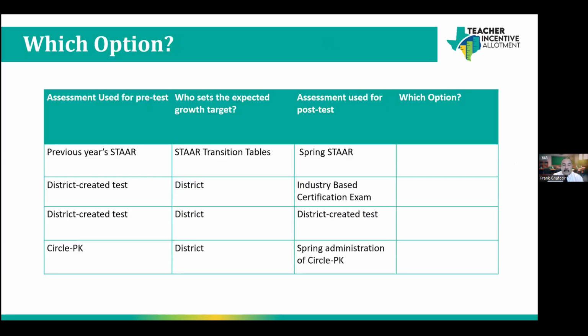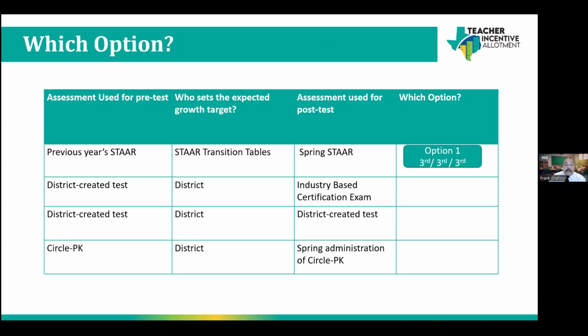Okay, so we're gonna play like this is a waiting tab, and we'll walk through it, just to show you how it would end up on your TIA application once you choose your selections on your waiting tab. So for the assessment used for pretest, we're using the previous year STAAR and STAAR transition tables with spring STAAR. So which option would that be?